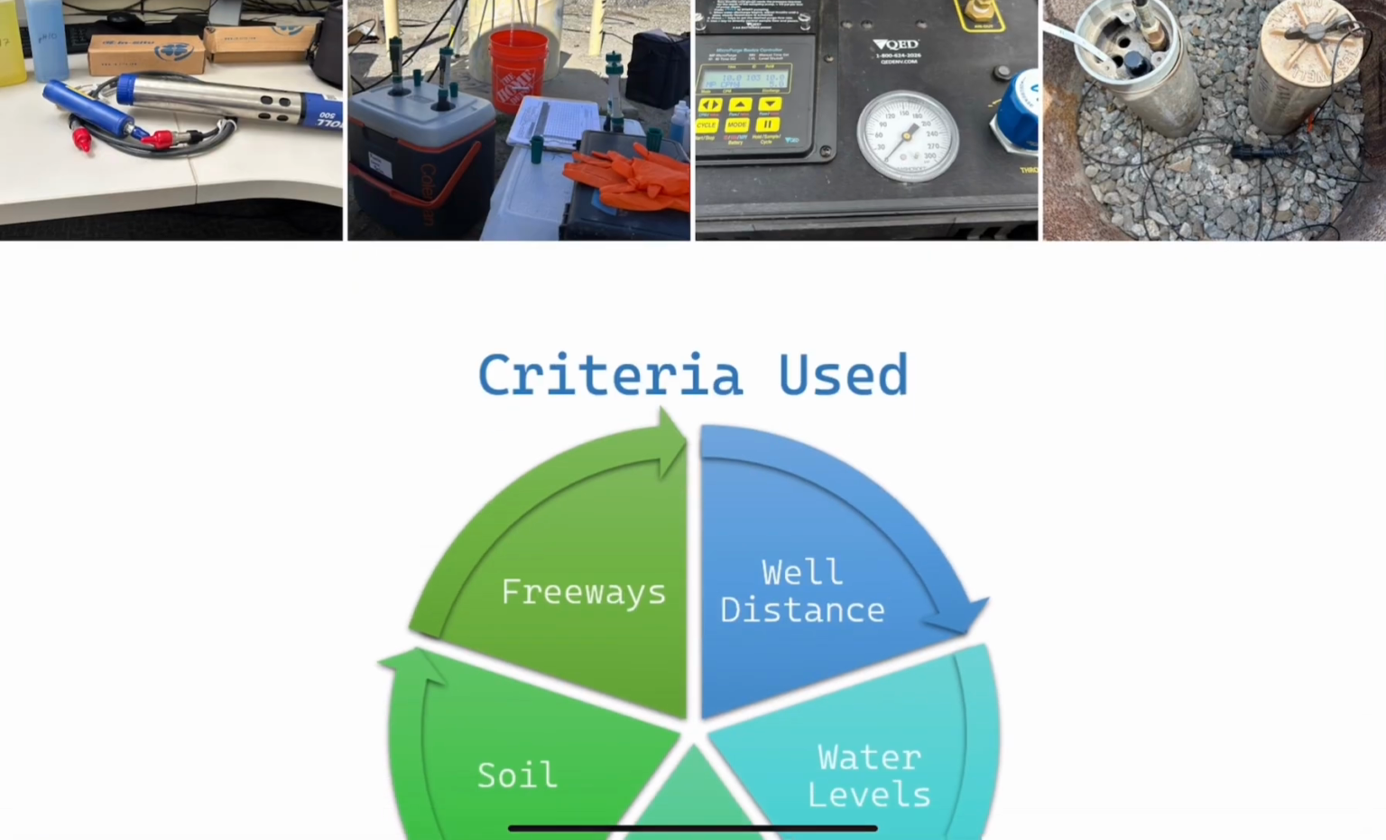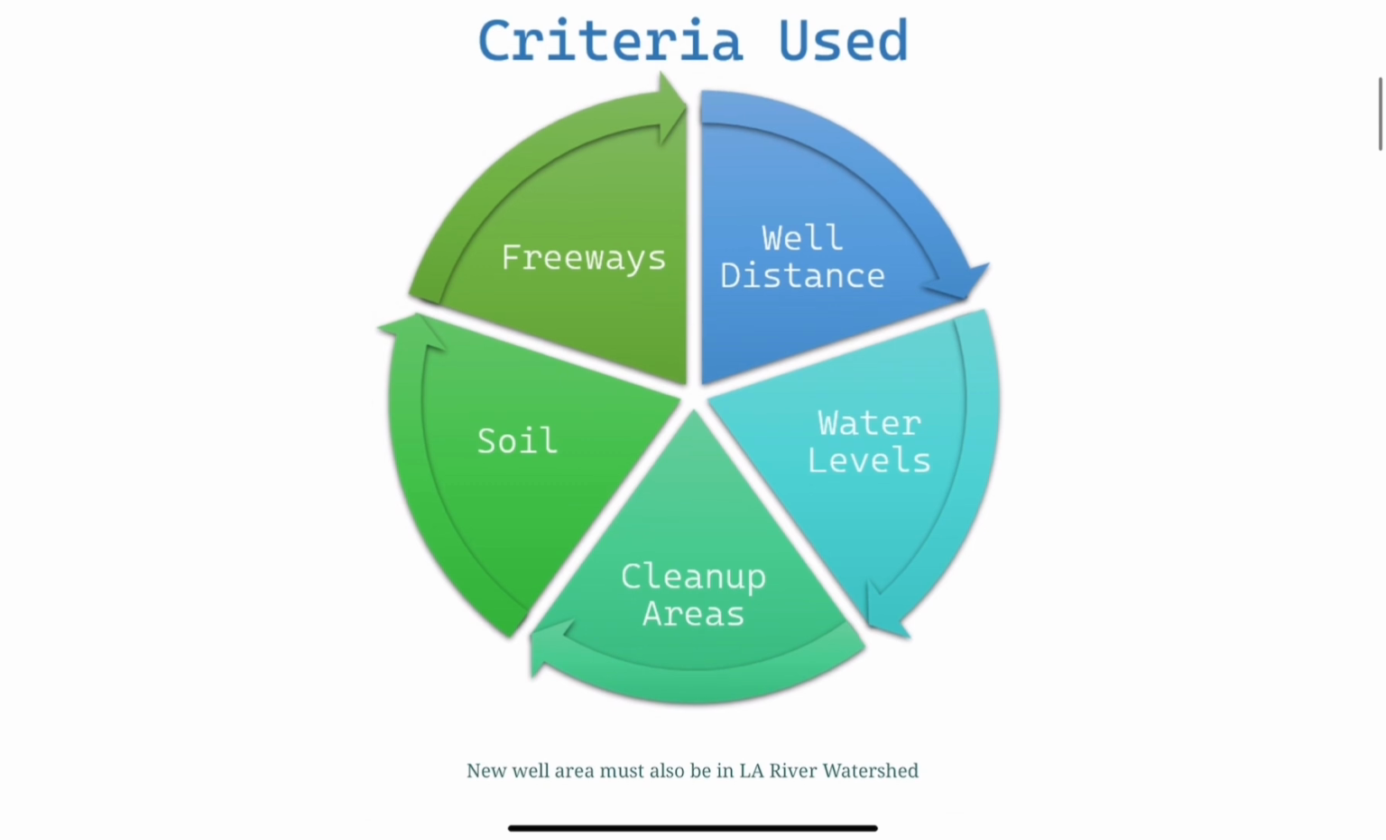Now, before we take a closer look at our maps, our main criteria is that the new well location should be in LA County and especially in LA River watershed. So for our 5 main criteria, we're going to take a look at the distance from other wells, groundwater levels, cleanup areas, the soil, and the freeways.